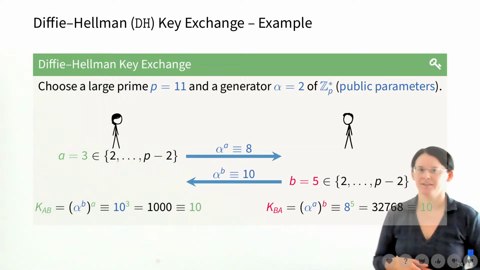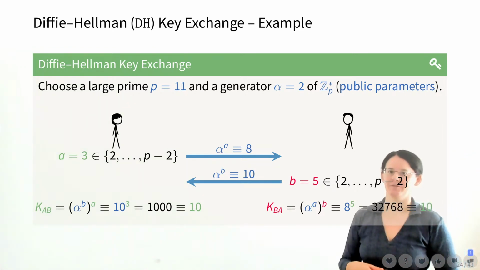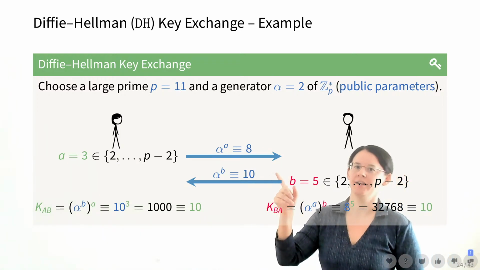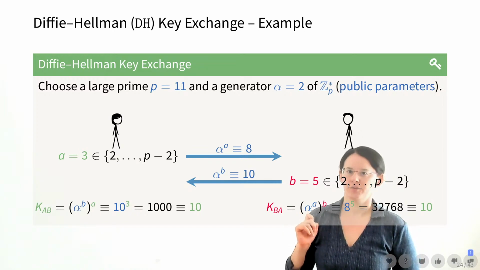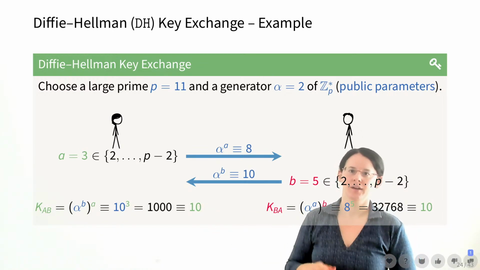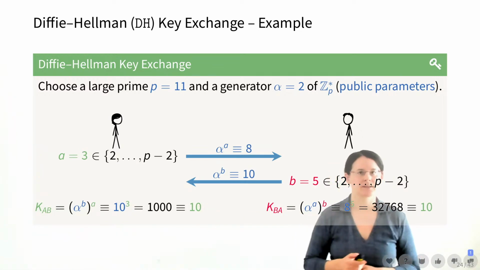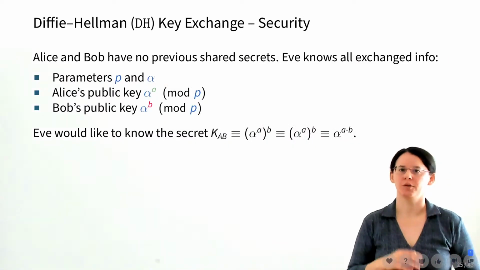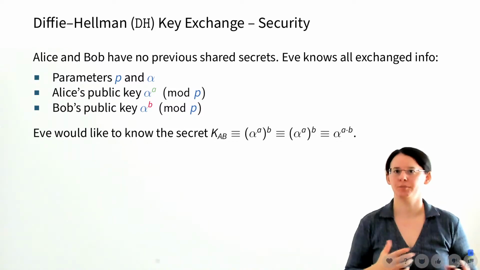Okay, so this is the magic part, that they both get the same value, and the other magic part is that nobody who sees 8 and 10 can actually recover this value 10 that is the secret key. So let's have a look at what hard problem this is based on and what everybody knows.